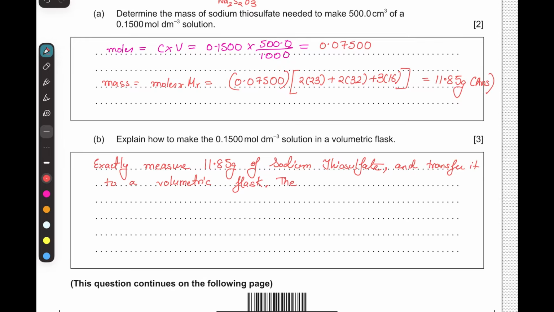Then water has to be added until the 500 cm³ mark. And finally, the solution has to be shaken until all of the sodium thiosulfate gets dissolved and we get a clear homogeneous solution.